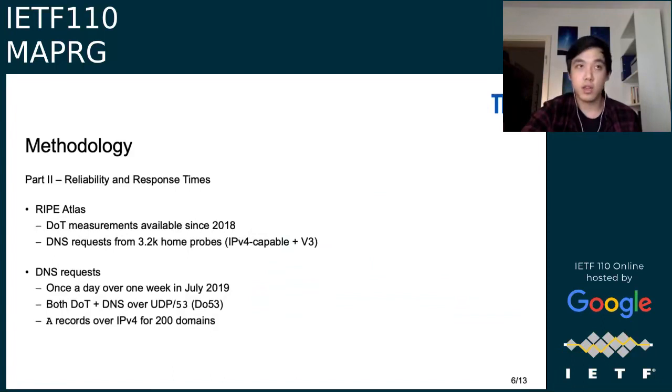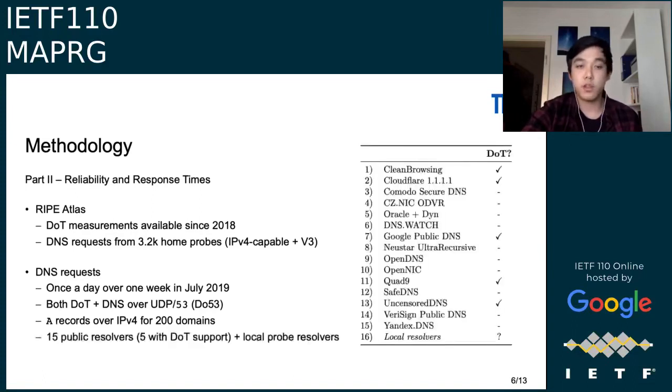This was in July 2019. And they do these requests both over DOT and traditional DNS over UDP on port 53. And these DNS requests request a record resolution for 200 domains over IPv4 towards a set of 15 different public resolvers, which you can see here in the table on the right-hand side. And on top of that, we also issue the DNS requests to the local resolvers of the RIPE Atlas probe.